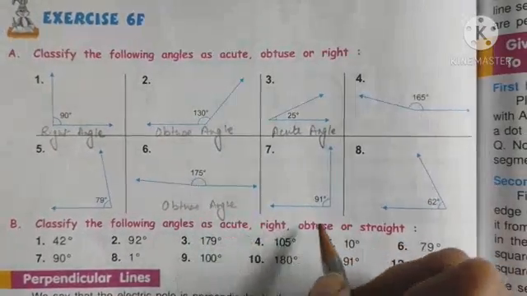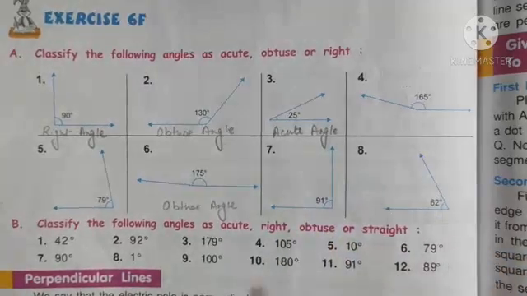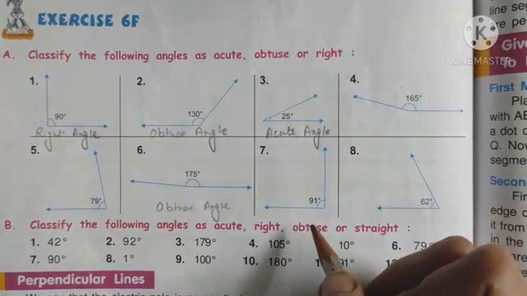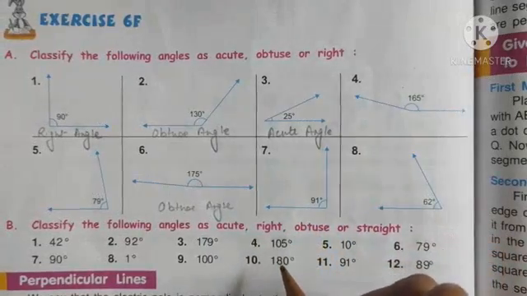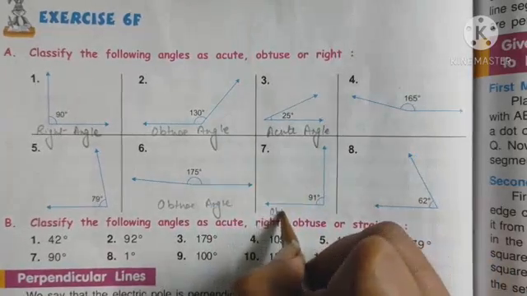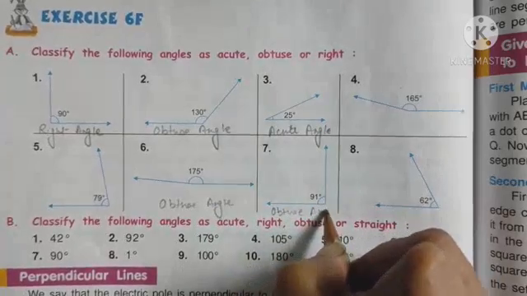Now number 7 is 91 degrees. It's not 90 degrees. Don't get confused. It's not 90 degrees. It is an obtuse angle, more than 90 degrees but less than 180 degrees. So it is an obtuse angle.